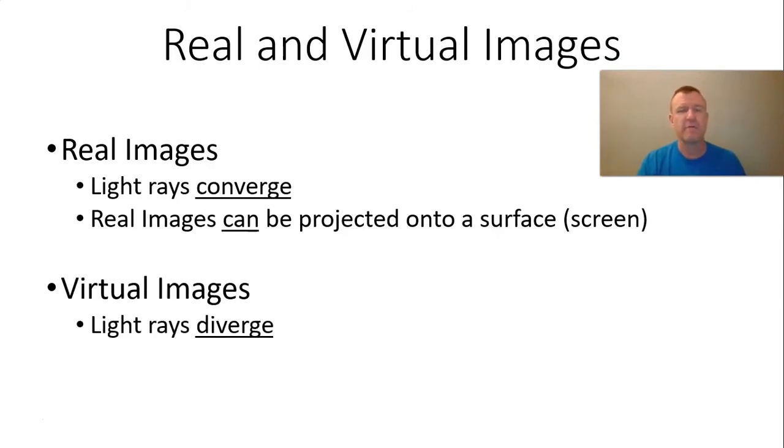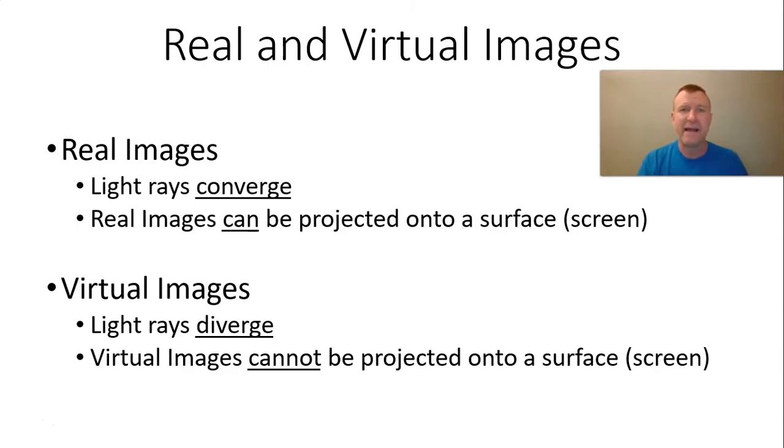Virtual images, however, are when the light rays diverge. So they don't come to a single point, they go away from each other, they diverge away from each other. And virtual images cannot be projected onto a screen. So this doesn't really explain a whole lot.